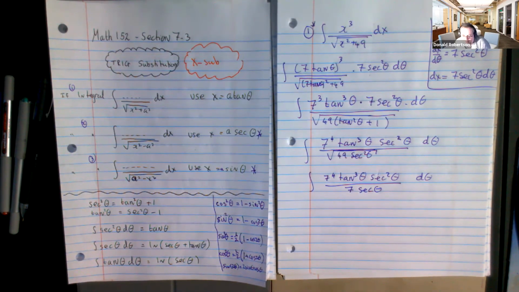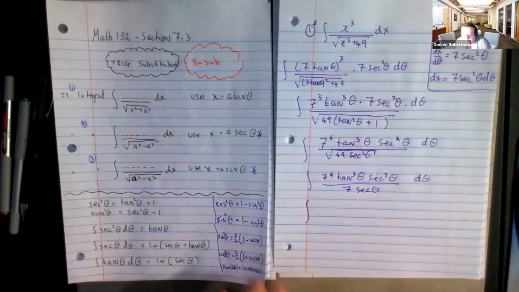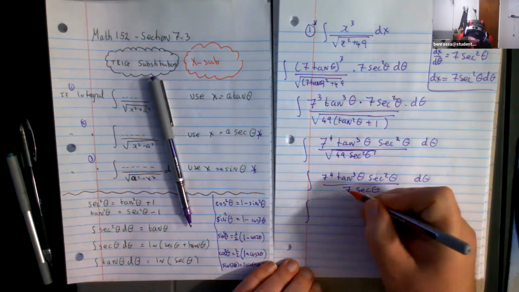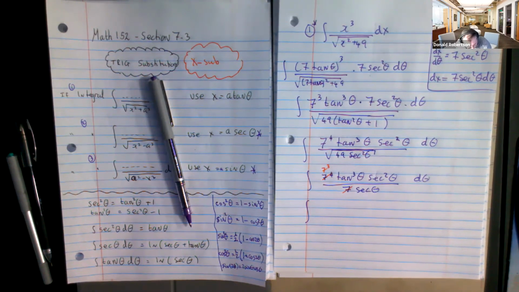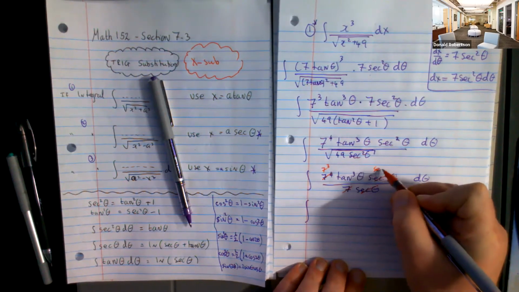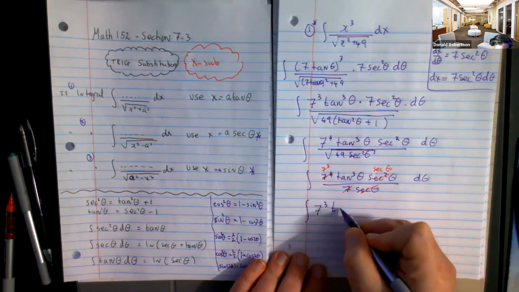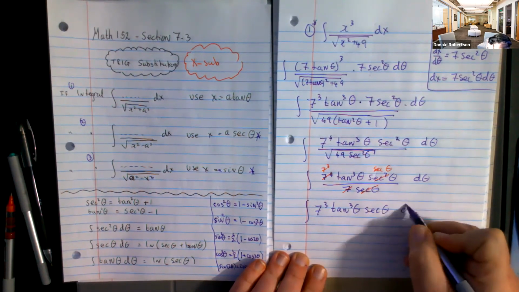Is there any cancelling left? Can I do some cancelling? You can cancel the 7s. That's a good start. Go 7 cubed. Anything else? A secant. And when you cancel it here, you leave behind just a single secant. So we now have 7 cubed tan cubed theta, secant theta, d theta.